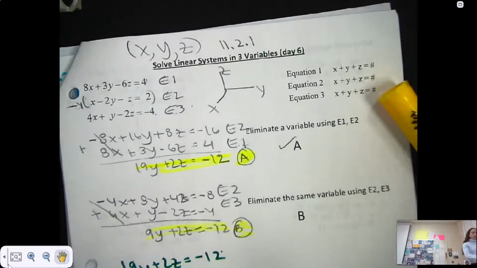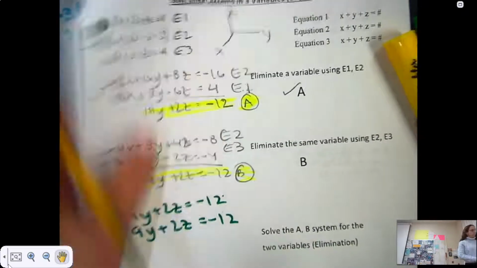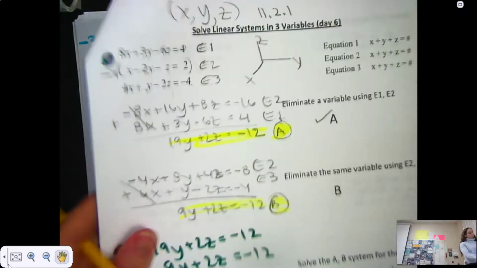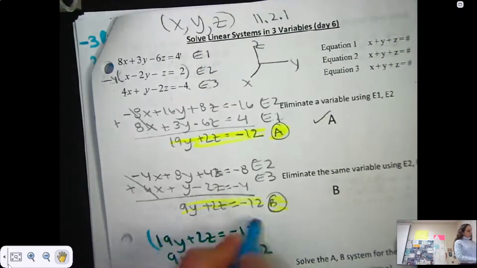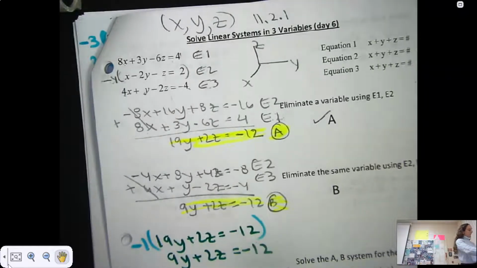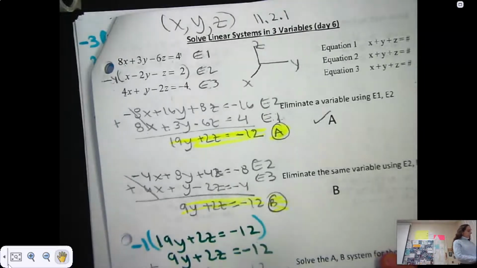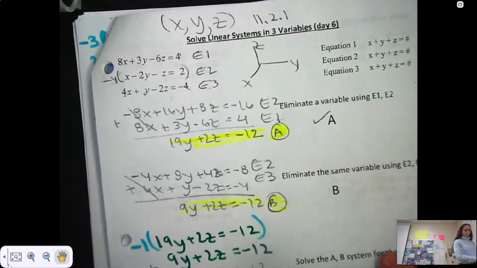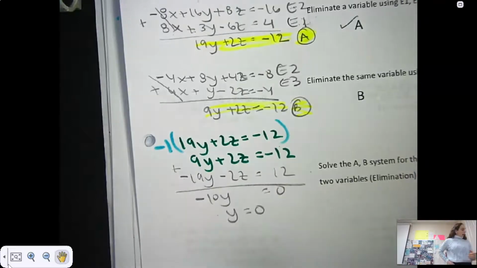Okay. All right. So now this problem looks like these here, where I can eliminate y, I can eliminate z, I can eliminate whatever I want. I'll multiply that by negative 1. And then I'm left with negative 19y minus 2z equals 12. I add those two. I get negative 10y equals 0, so y equals 0. Okay, sorry you can't see that. So I got my y.